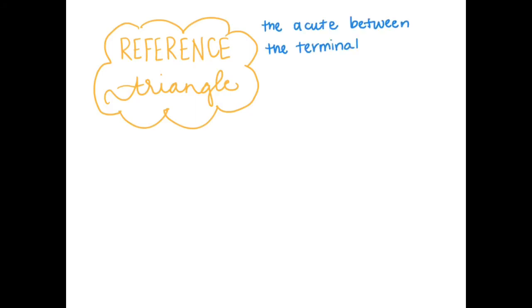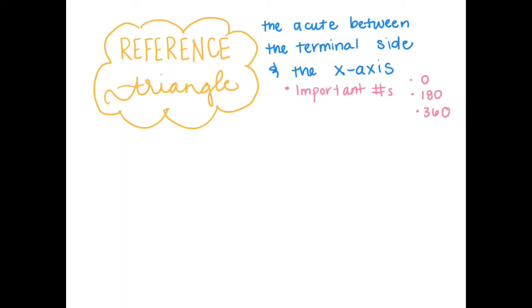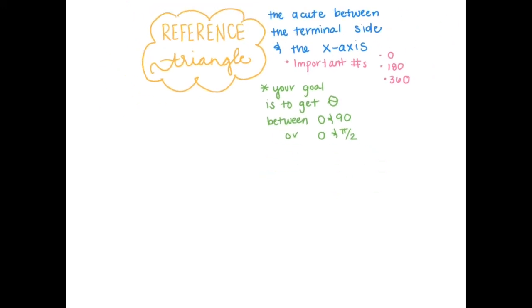So when we go to look at these problems, you're going to hear me call these things reference triangles. All that happens with reference triangles is you are going to drop almost a perpendicular line from wherever the point is to the nearest x-axis. So the numbers that are going to be important to us are 0, 180, and potentially 360, depending on which quadrant you're in. Our goal is to get a theta that is between 0 and 90 or between 0 and pi over 2. So let's determine some reference angles that we would have inside of a triangle.